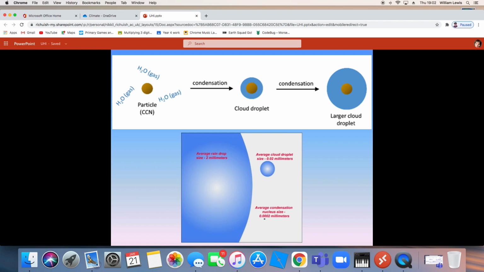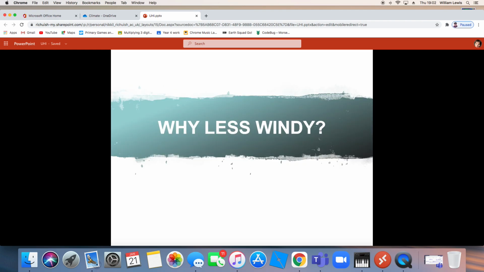You could also argue, because urban areas are hotter, we're going to have more convection, aren't we? And convection is going to lead to air rising, and that could also lead to clouds and rain. So, a couple of reasons. Condensation nuclei probably slightly outweighs the convection, but you could talk about both.